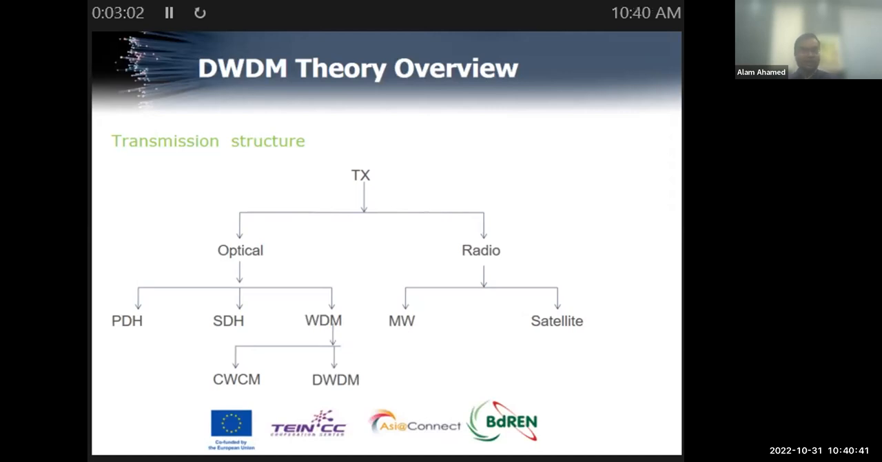TX means transmission, mainly of two types, optical and radio. Optical transmission is of another three types: PDH, plesiochronous digital hierarchy, SDH, synchronous digital hierarchy, and WDM. WDM is of two types, CWDM and DWDM. And radio is of two types, microwave radio and satellite radio.